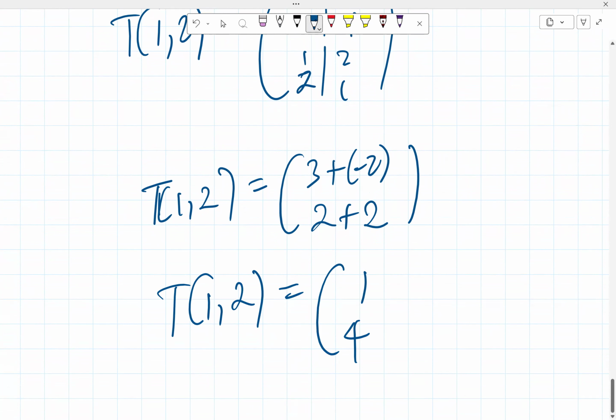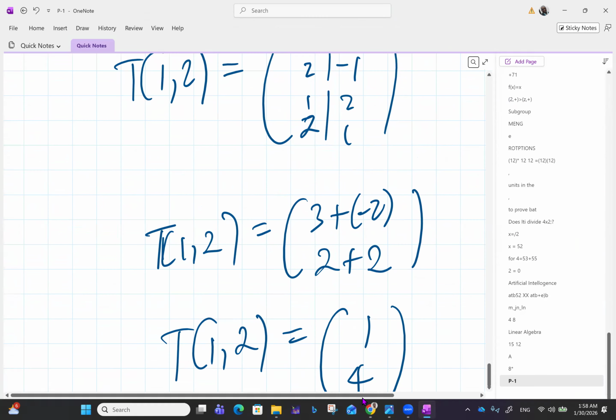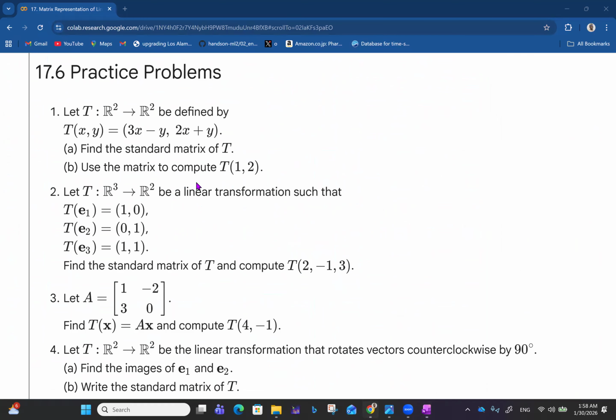2 plus 2 is 4. And then that is what we have. So T of (1, 2) is (1, 4), like for this now.